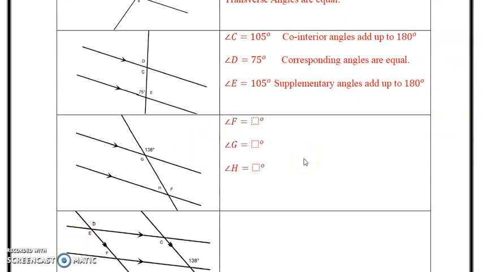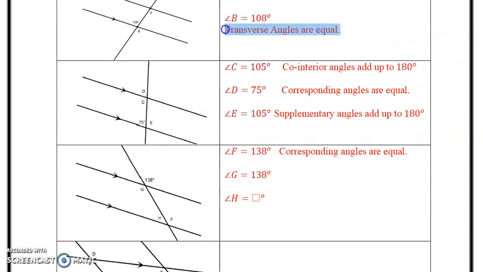Next, what we're looking for are angles F, G, and H. Again, you can do these probably with respect to the 138, and that's what you should do. So angles 138 and F are equal, and the reason they are equal, with respect to the 138, is they are corresponding angles. Next, we have G with respect to 138. G is also equal to 138 degrees, and the reason for that is transverse angles are equal.